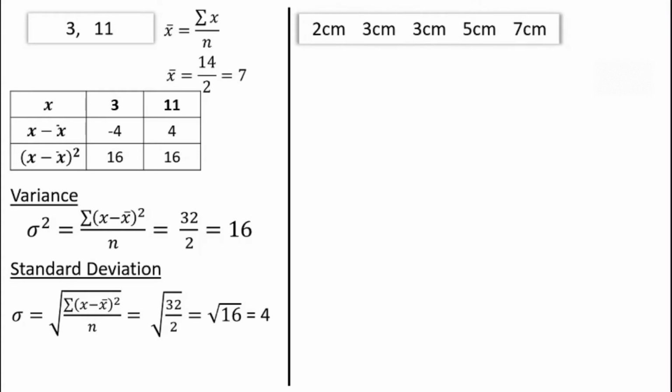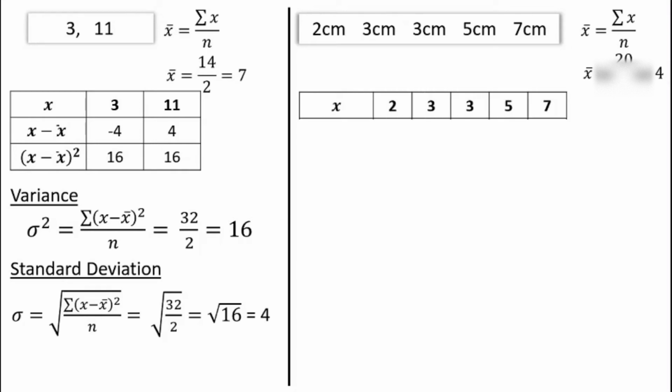Okay, let's take a look at a slightly larger data set. So we've got 5 data items here. Lengths have been measured, and if we were to go ahead and find the mean, it is 4. Let's set up our table again. Here's all of the data points.